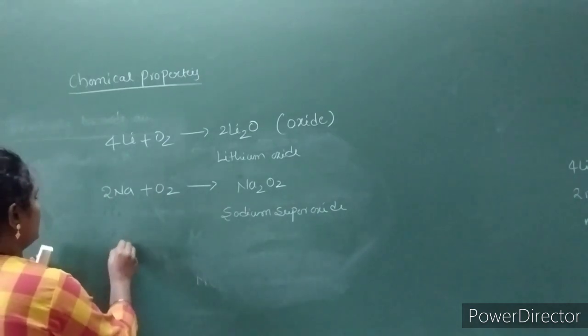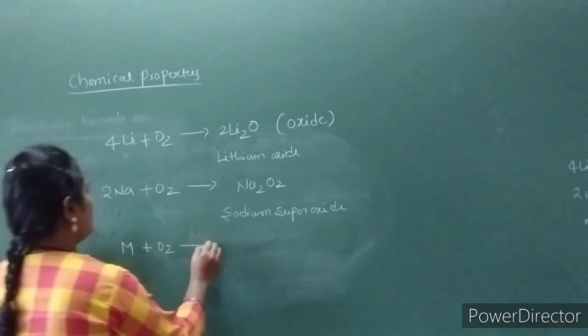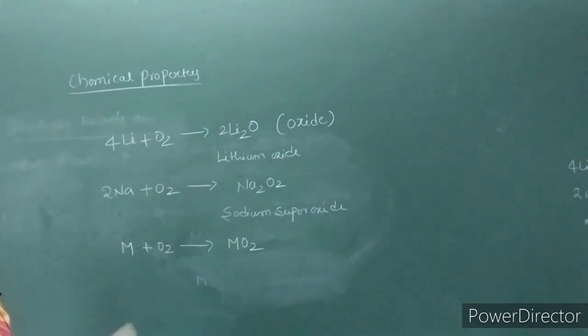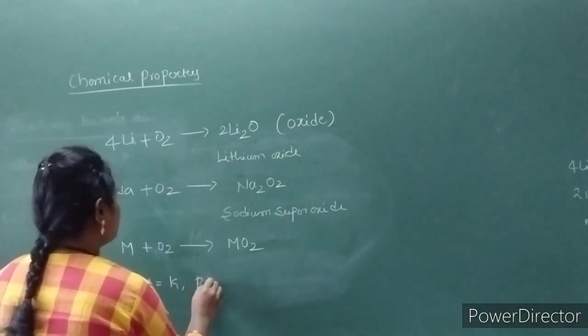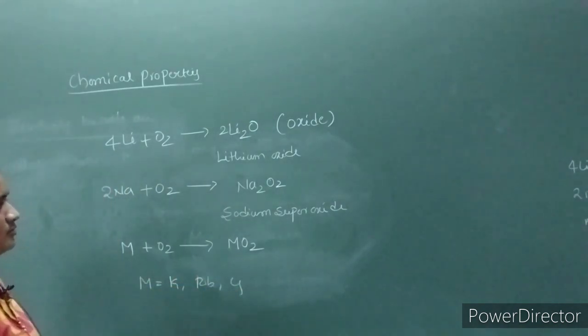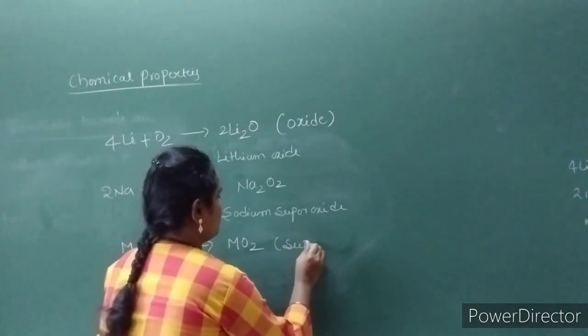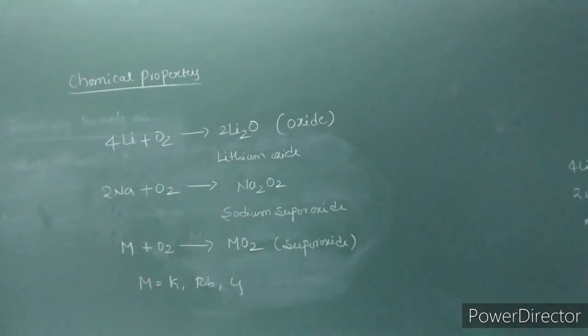And the other alkali metals like potassium, rubidium and cesium, when they react with oxygen, they form the corresponding superoxides. In all these oxides, the alkali metals are present in +1 oxidation state.